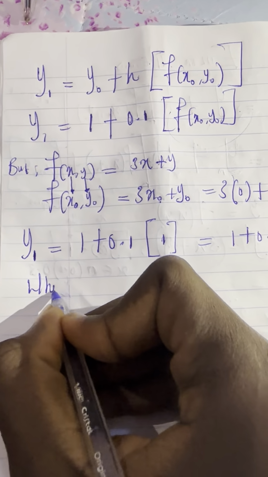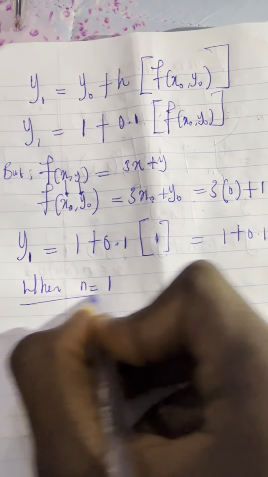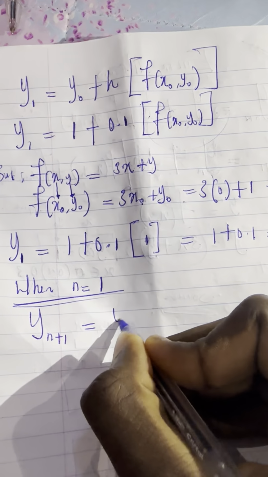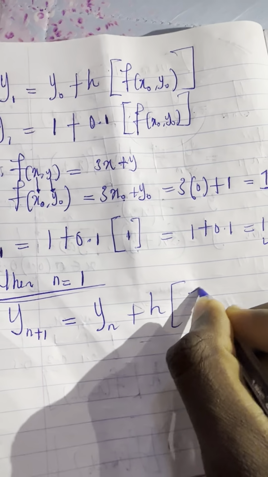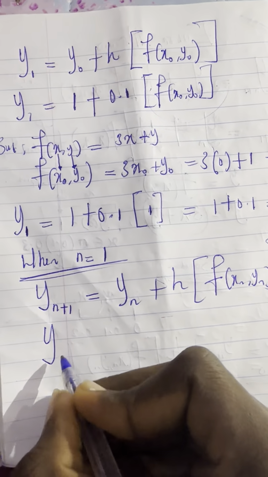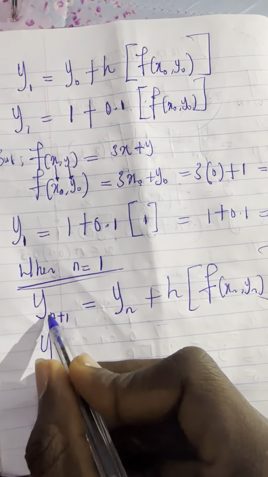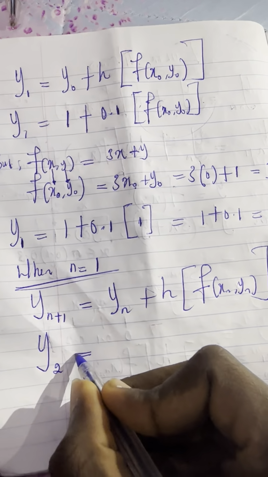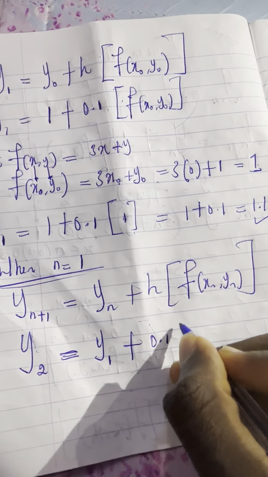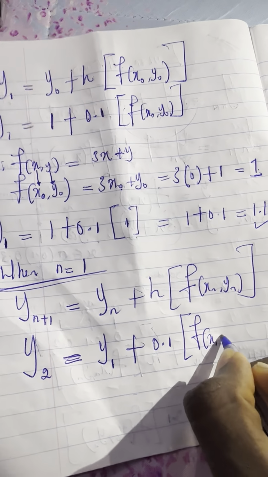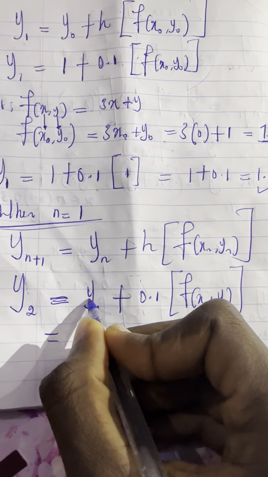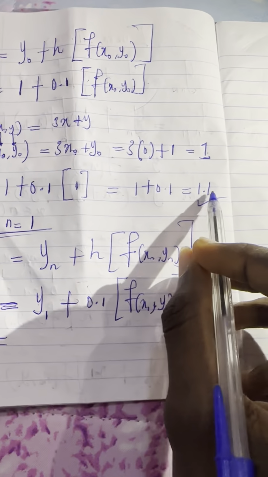So you go for your second iteration. When your n is 1, we recall the formula for explicit: y n plus 1 equals y n plus h times f of x n, comma y n. Now we need y2. My n is 1, my step length is 0.1. This becomes f of x1, comma y1.